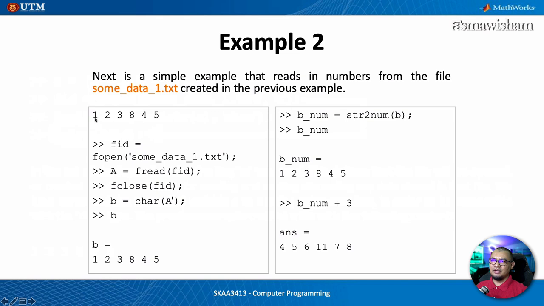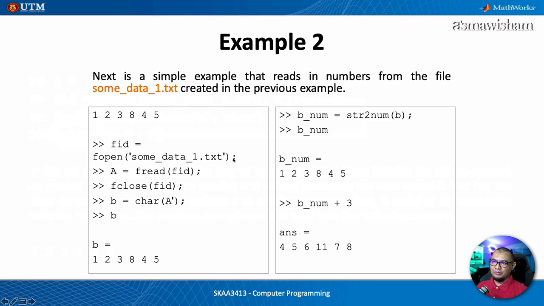And then next, you just play around. You got the value 1, 2, 3 in here, and then we try to change it to 1, 2, 3, 8, 4, 5. We try to open it, and then what happened in here now? We are using this command, fread. This is why I said everything is in a single line: FID, FOpen, everything in a single line.